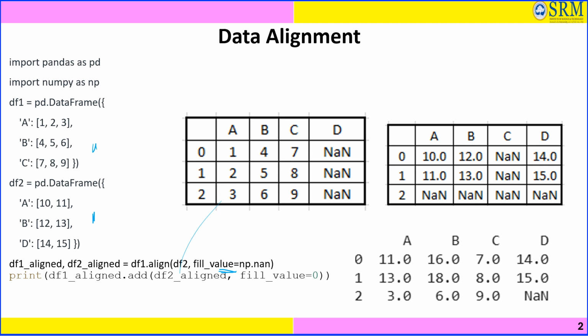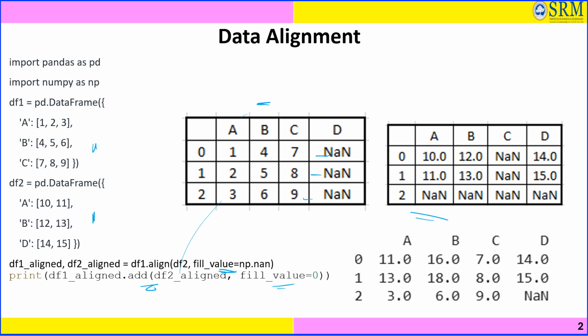So ABCD. But for the first df1, your data will not be there, so for that you have to fill with NaN. For the second case, the last row will not have values, and some C also will not have a value. For that you have to fill the NaN value. Then next you have to add the corresponding numbers, print, and fill the NaN value with 0.